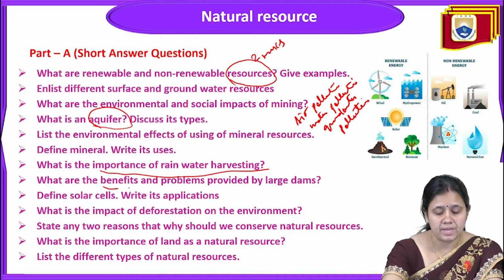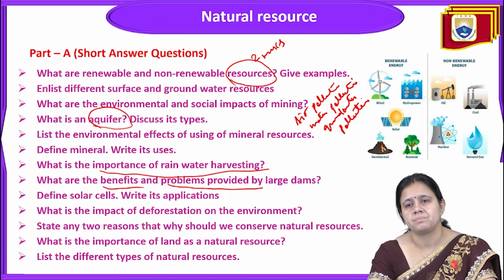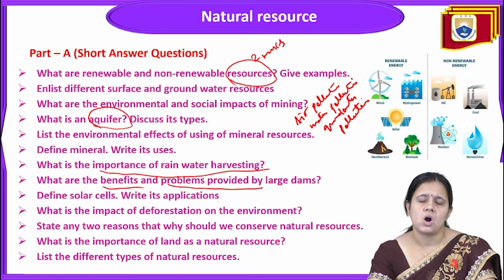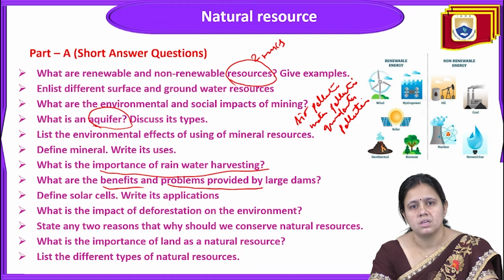Next is, what are the benefits and problems associated with the larger dams? As we have already discussed, a dam is a kind of barrier. A dam is built at a place where they will stop the flow of a river, and they will collect the river water for irrigation purpose, or for flood control. If more water comes and there is a flooded area, then a dam is made to stop the flow of water.